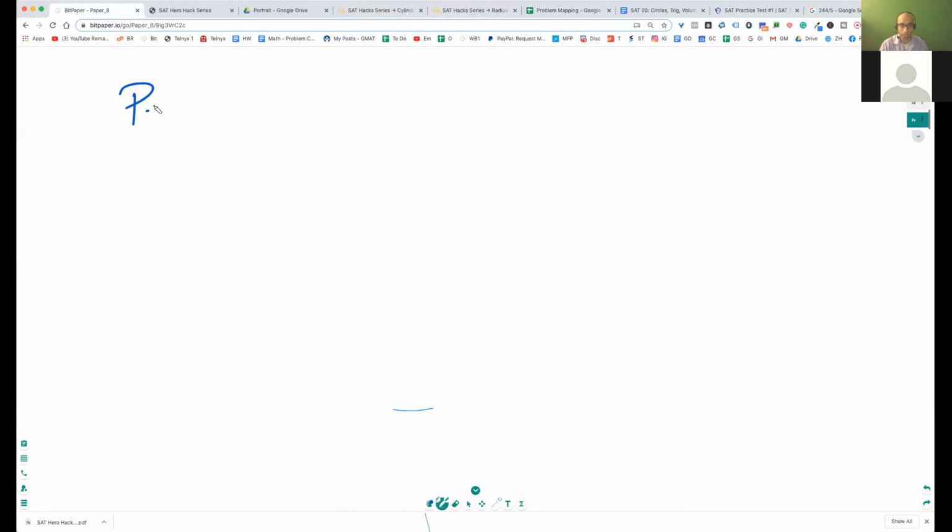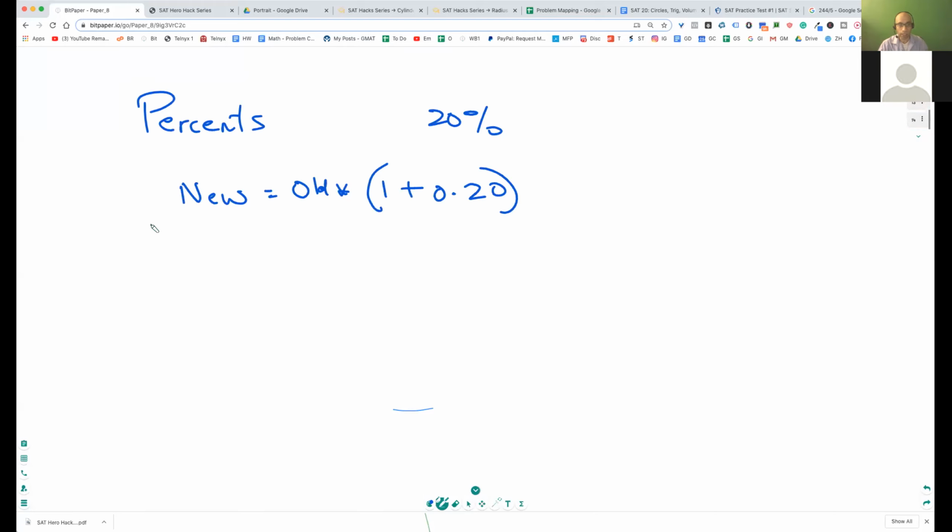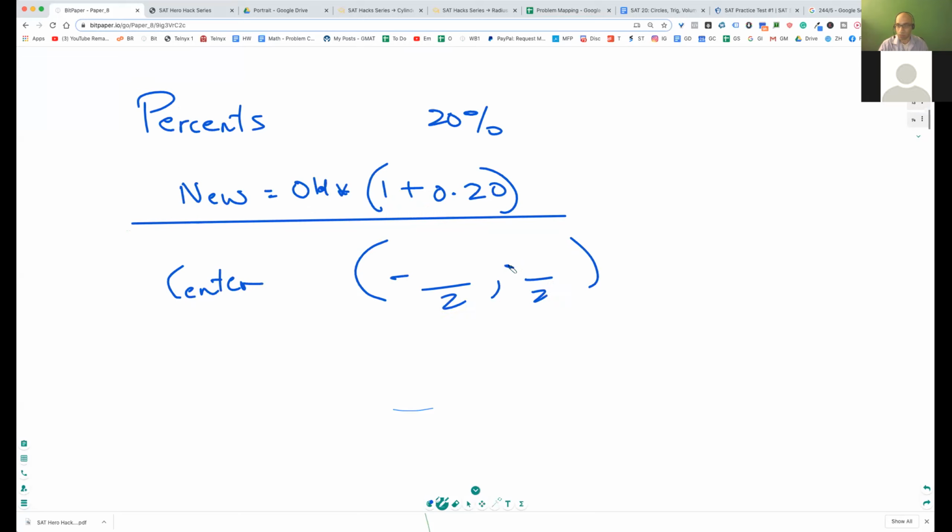So we did this percents hack. Then we did, what did we do? We did the center of the circle. That was super easy. Percents is that formula. This formula. Then we've got the center of the circle hack. The center is, you're going to take the number, divide by 2 and put a negative sign.